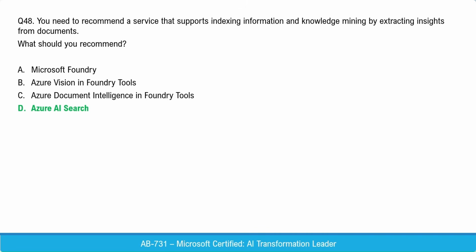Now, looking at other options, option A, Foundry is a platform for building AI solutions, but not specifically for indexing and search. Option B, Azure Vision is used for image analysis, not document indexing. And option C, Azure Document Intelligence extracts data from documents but does not provide indexing and search capabilities. So when the requirement is indexing and knowledge mining, the correct choice is Azure AI Search.